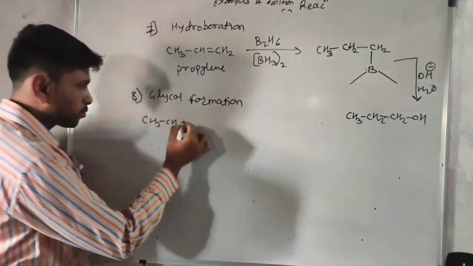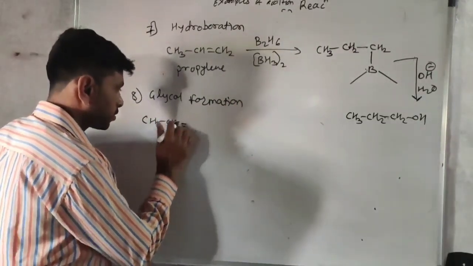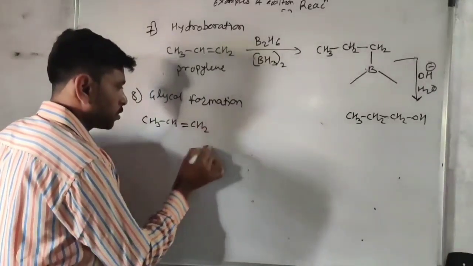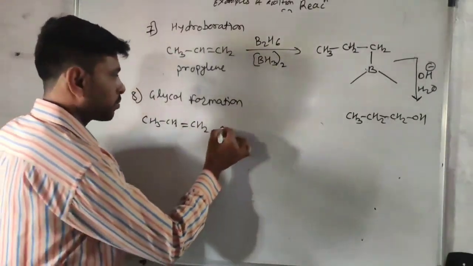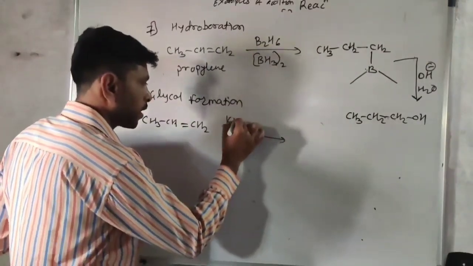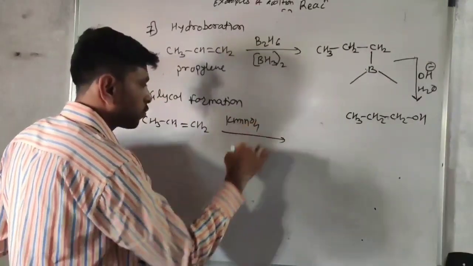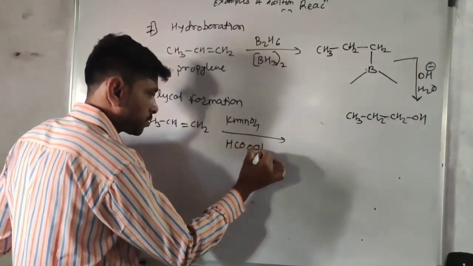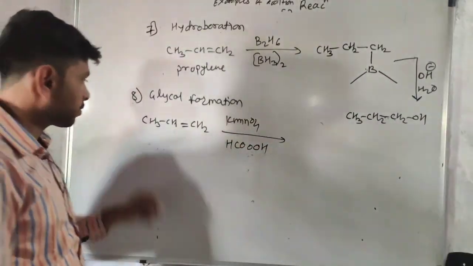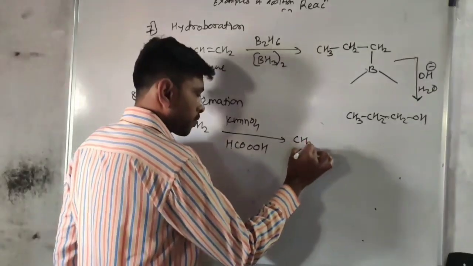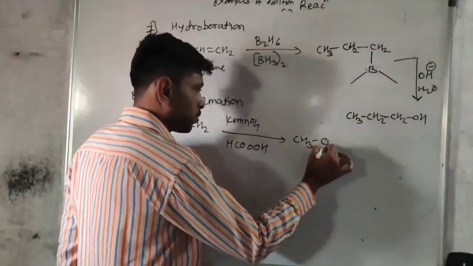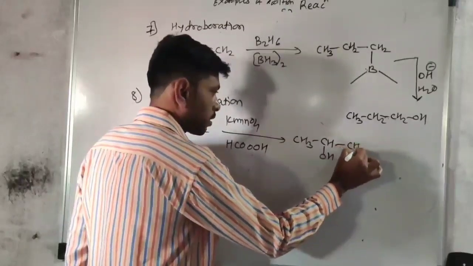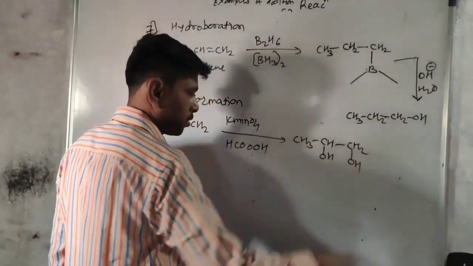Glycol formation. Suppose that we have taken this, CH double bond CH2. So this is an unsaturated system, simple propylene. When we add an oxidizing agent, KMnO4 or any peracid, so peracids are also oxidizing agents, there is formation of glycol, addition of 2 OH groups. So diol formation, or glycol formation, we say glycol.